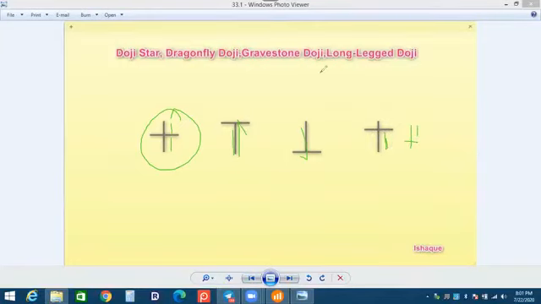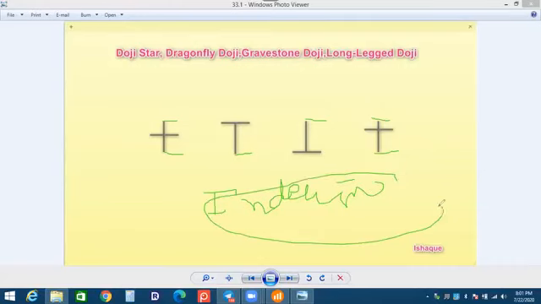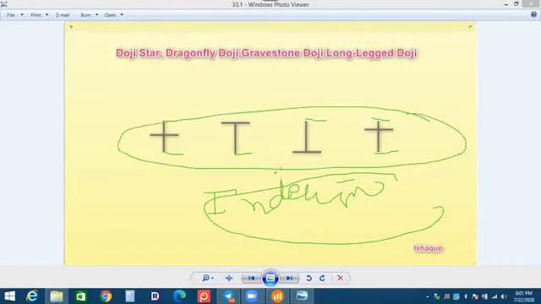Each and every doji has points, one point, two points. All the points act as a strong support and resistance level. I taught you before about this support and resistance level. So the doji is a sign of indecision. Indecision from where? From the buyers and sellers. When they are unable to make a decision, the doji can appear.